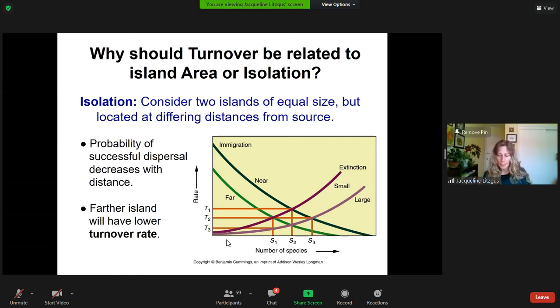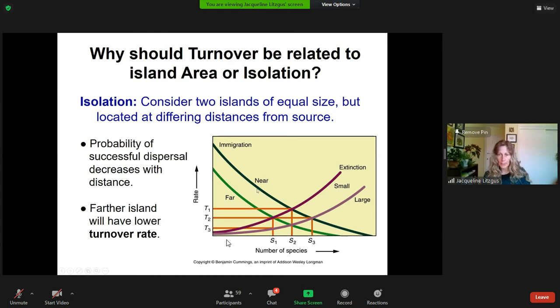So again, we're controlling now for size. So when we have identical sizes, we assume that the habitat heterogeneity is going to be the same. And the interactions are going to be the same. So we're going to have the same extinction rate curves, right? So we're going to make that assumption. And so we're going to just pick one of the extinction rate curves. So we're just going to pick the small line to make our comparison. But now what we're comparing is the far and the near aspects of it, right? So again, we'll just pick the small extinction line.